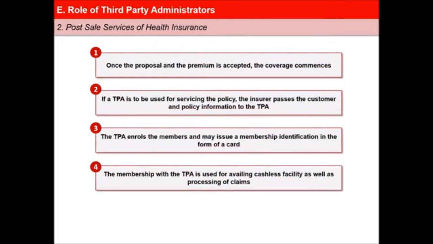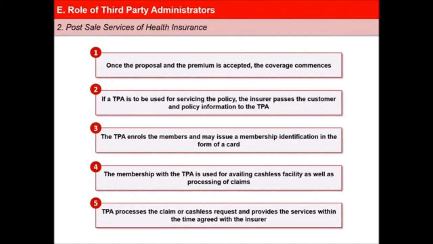4. The membership with the TPA is used for availing cashless facility as well as processing of claims when the member requires the support of the policy for a hospitalization or treatment that is covered. 5. TPA processes the claim or cashless request and provides the services within the time agreed with the insurer.